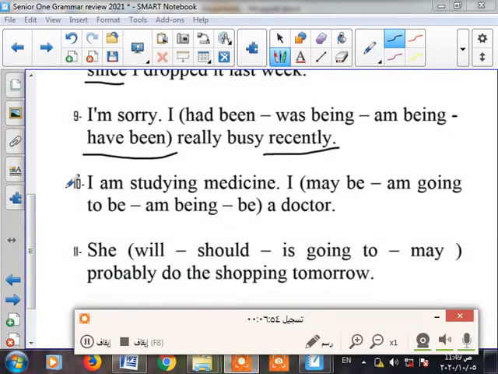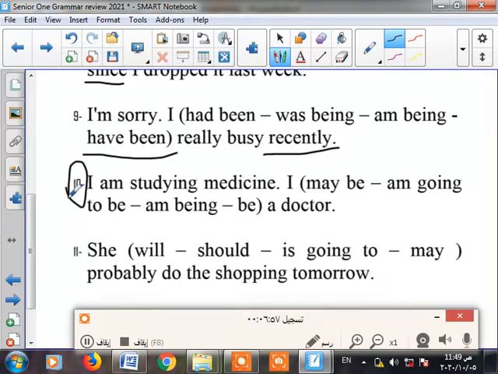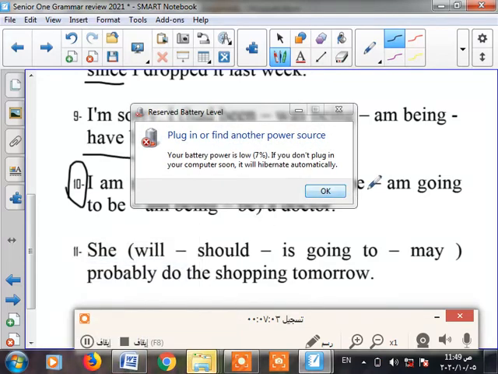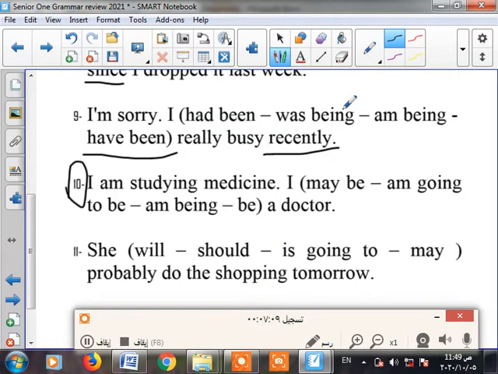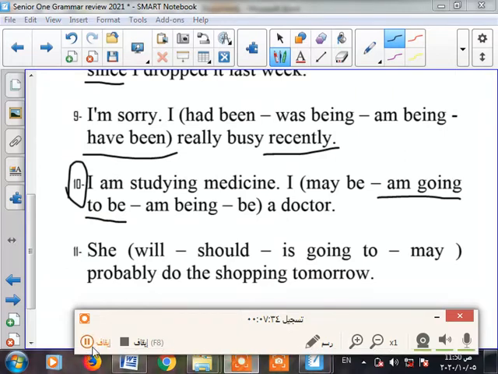Okay, starting from sentence number 10, we're gonna tackle another grammatical lesson, which is the future. As we know, when we are talking about the future, you have 4 kinds of future. You have will, or am or is or are plus going to plus infinitive, or present continuous, or present simple. Let's see the first one. I am studying medicine. I am going to be a doctor. So when I say I am studying medicine, of course the answer here will be I am going to be. Okay, I am going to be a doctor.